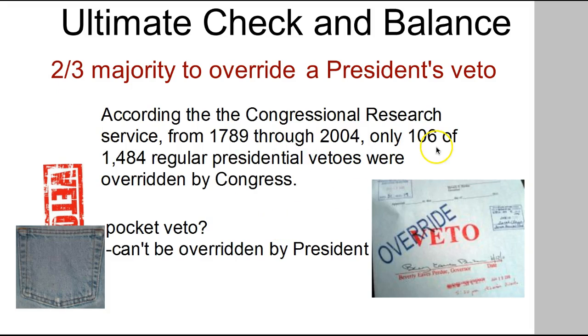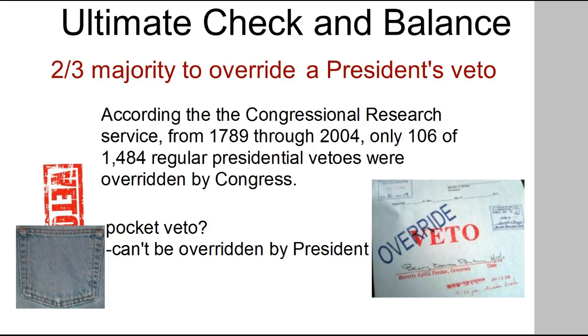As you can see, though, there haven't been many vetoes that have been overridden by Congress. Only 106 out of 1,400 presidential vetoes were ever overridden, so it's a fairly rare thing. As far as the pocket veto goes, we'll talk about that more later. Essentially, a president can put a bill in his pocket, and once Congress is adjourned, he can just let it die by veto.